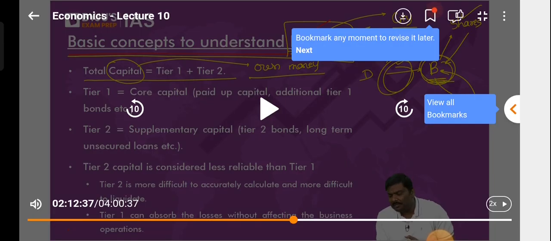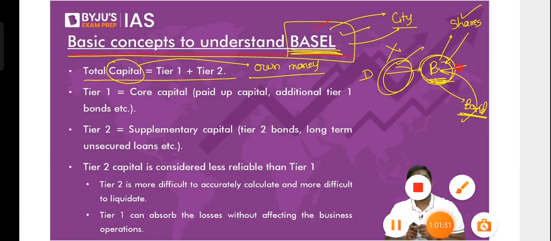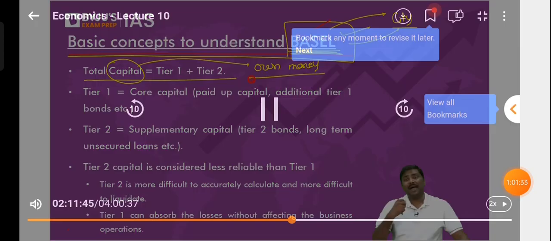Why are you calling the bond money the bank's own money? I will point my fingers to the feature: capital is a bank's own money.